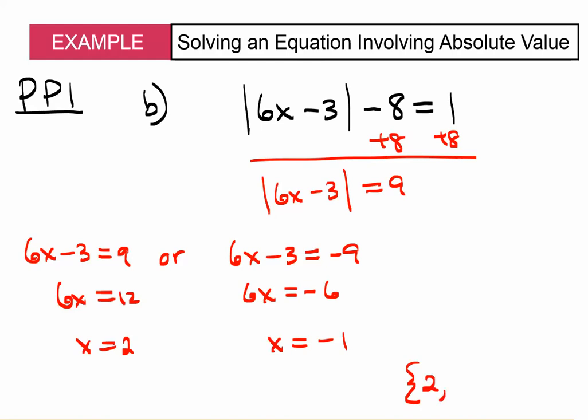Alright, back of the book, it should say this right here in set notation: 2 and negative 1, and again, it doesn't matter the order that it's in. You could write negative 1 comma 2, that will be fine as long as you have both answers there.